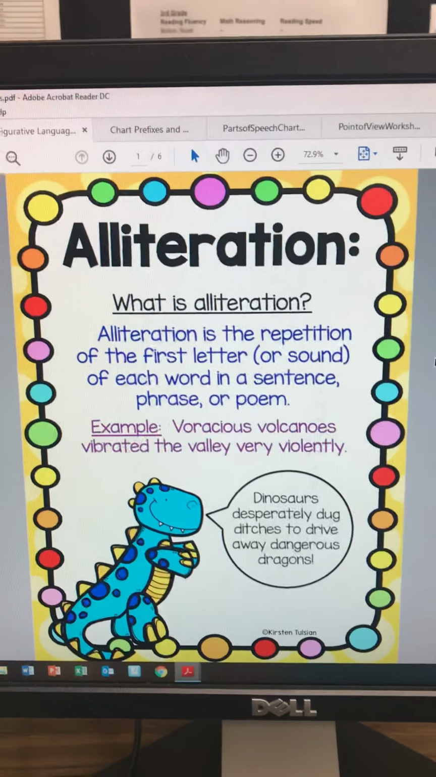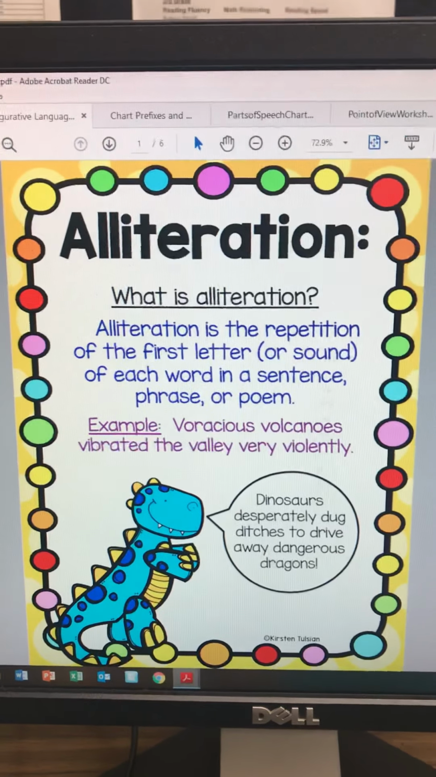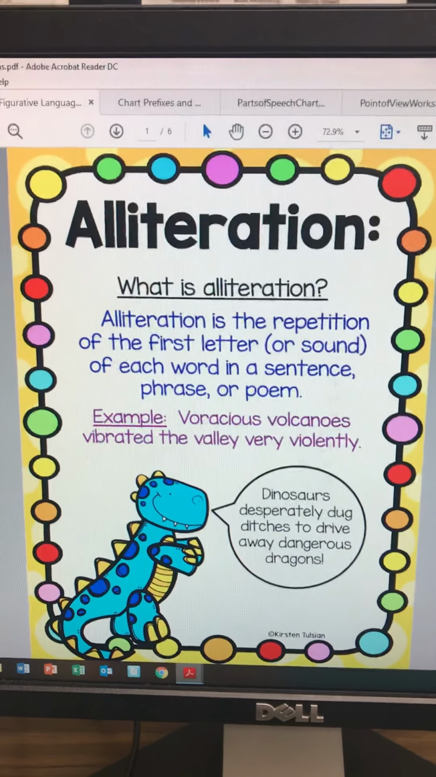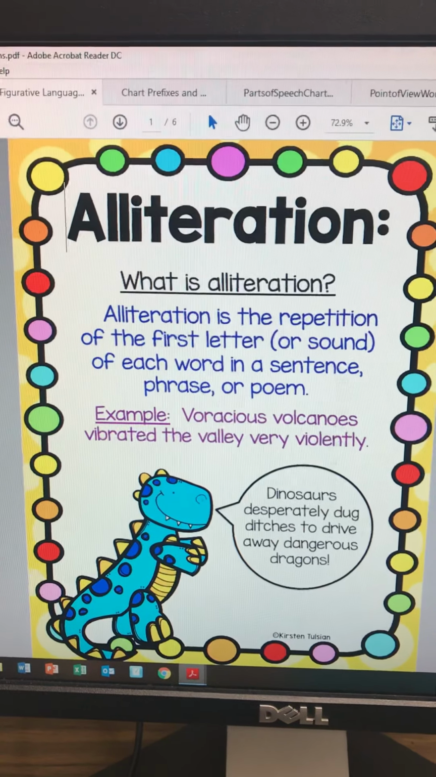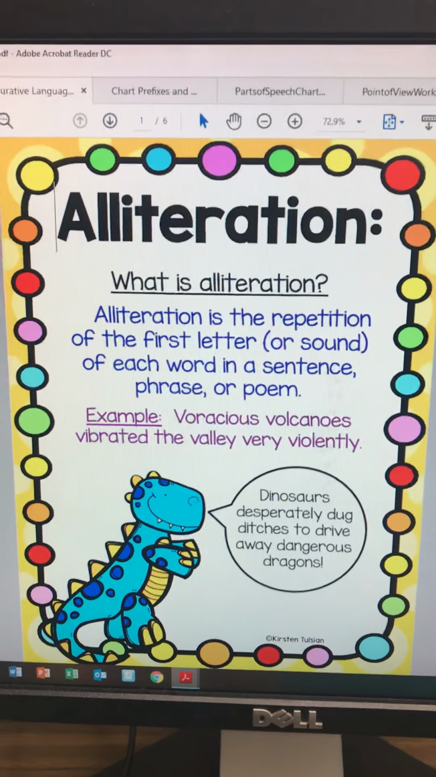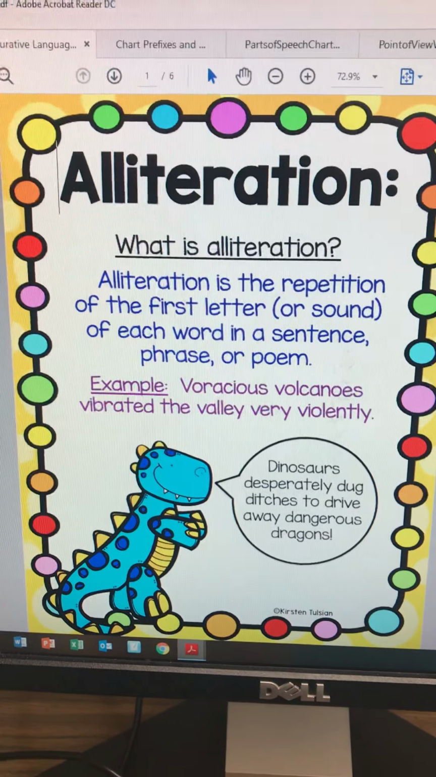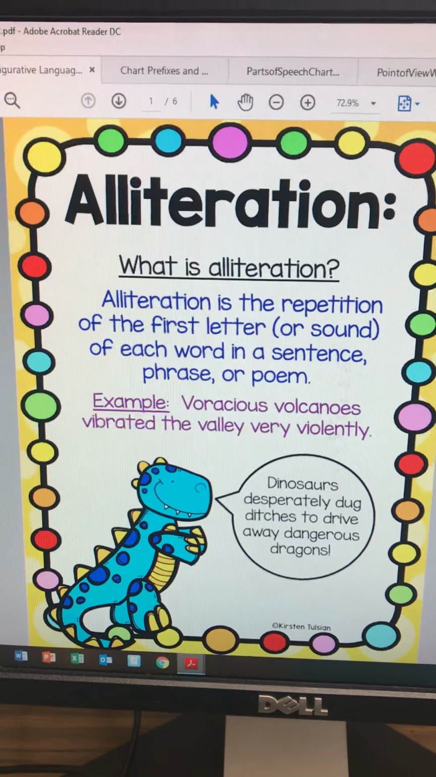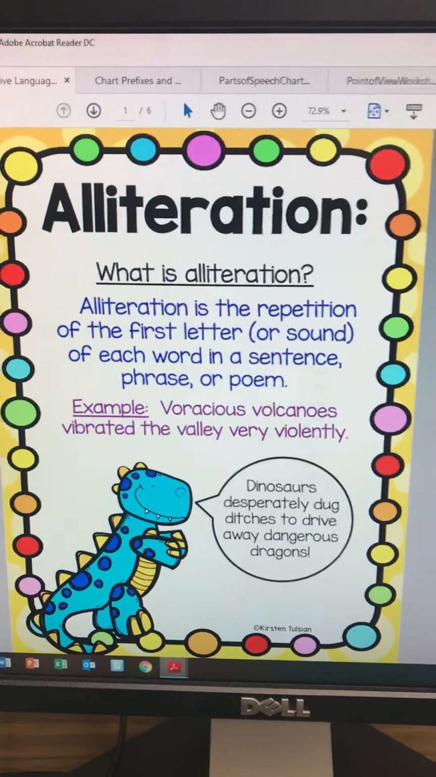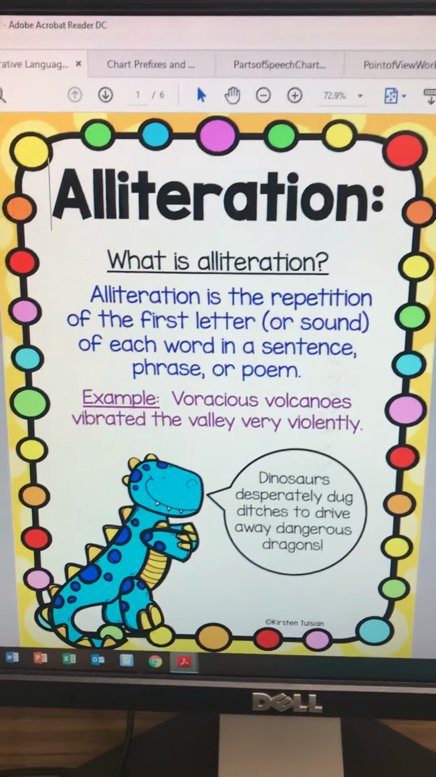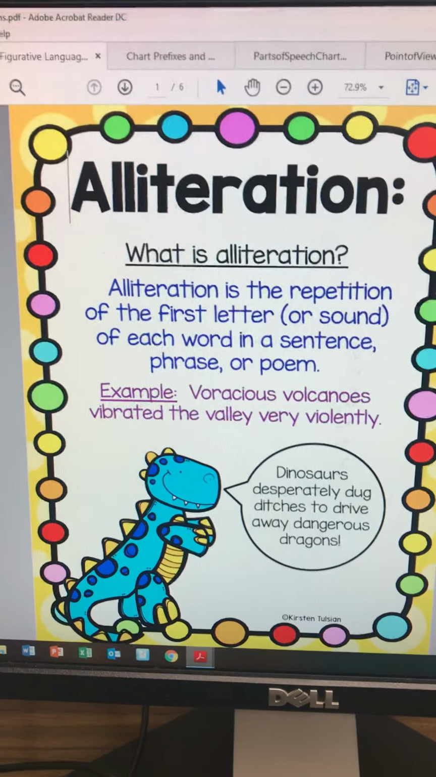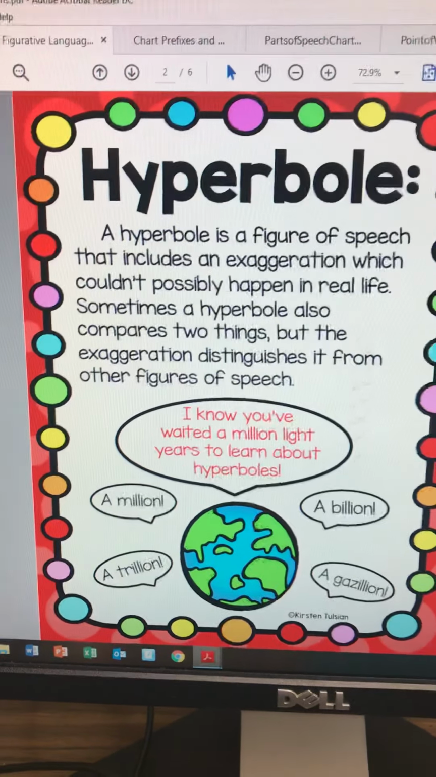So the first thing in the list of figurative language is alliteration. What is alliteration? It's the repetition of the first letter or sound of each word in a sentence. So an example would be voracious volcanoes vibrated the valley very violently. So the beginning is always having the same letter.